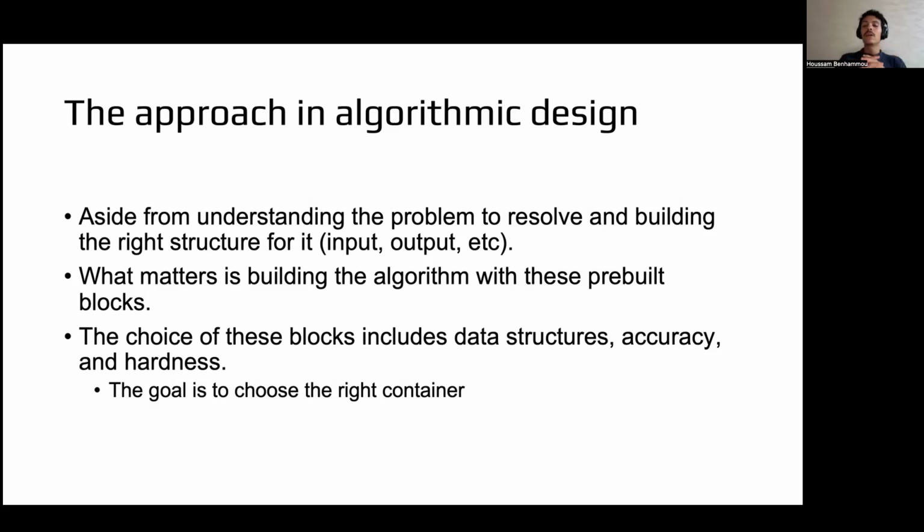And those containers can be chosen using the data structure choice, the accuracy, what I mean by that is the correctness, and the hardness of your problem, and the performance, which is data structures most of the time. And what I mean by hardness is what I talked about in the NP concept and reduction. If you reduce a problem and you find it's NP hard, you don't need to think about polynomial time. You just need to go for either a combinatorial search or dynamic programming or the NP problem solutions that we have.